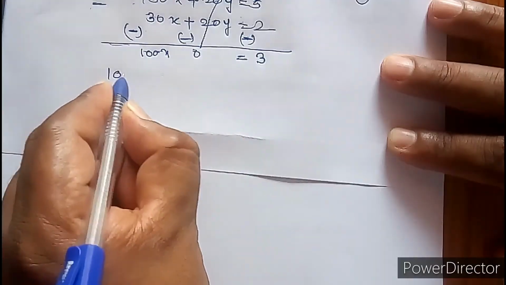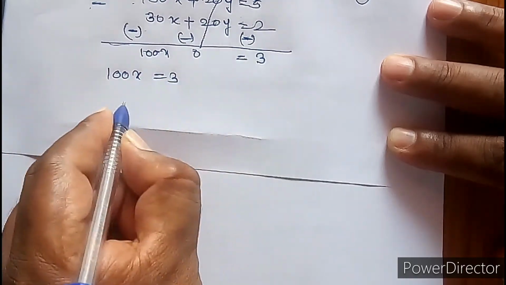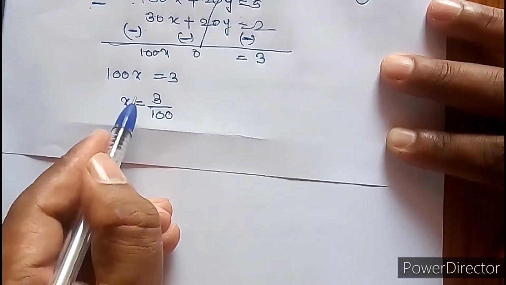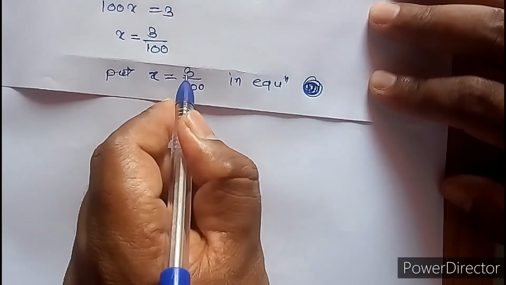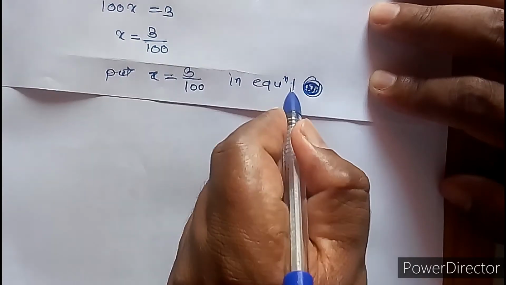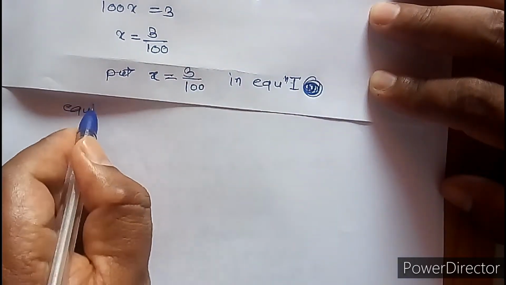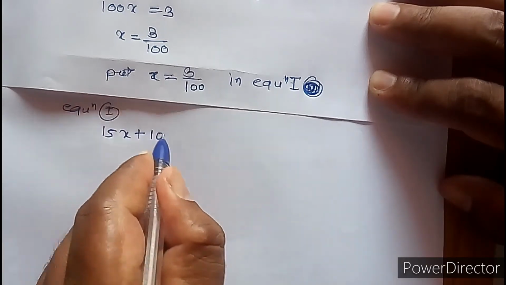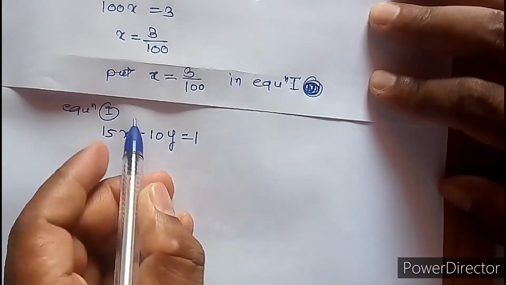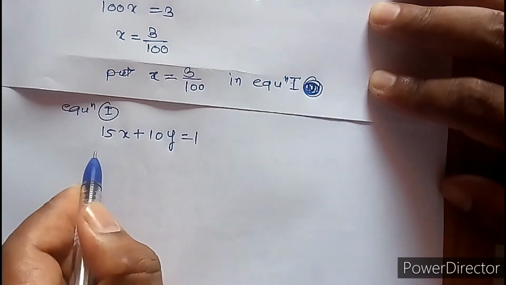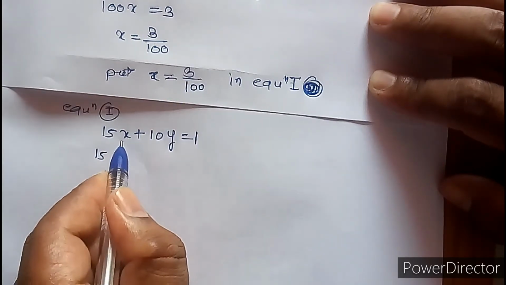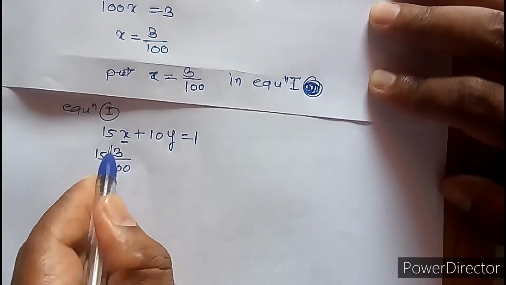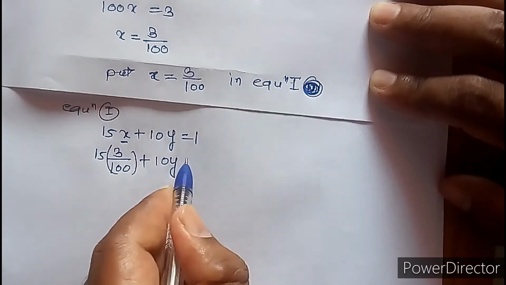Here we get 100x equals 3, therefore x equals 3 divided by 100. Now we get the value of x equals 3 by 100. Put x equals 3 by 100 in equation 1. Here equation 1 is 15x plus 10y equals 1. We know the value of x is 3 by 100. Now put 3 by 100 instead of x, therefore it will be 15 into 3 by 100 plus 10y equals 1.